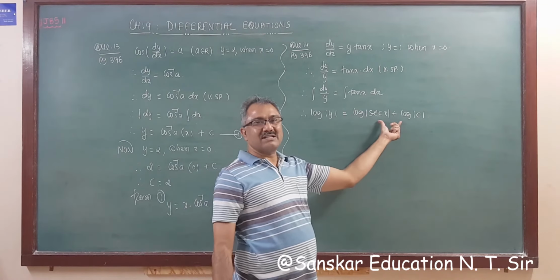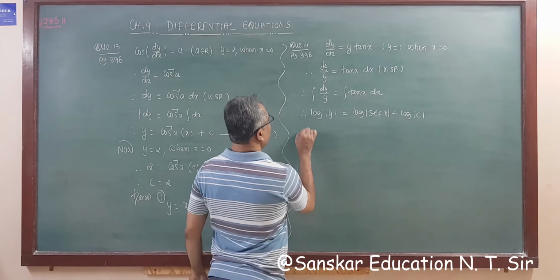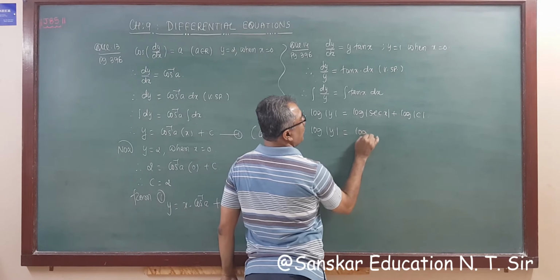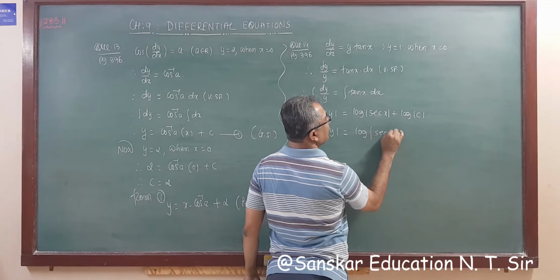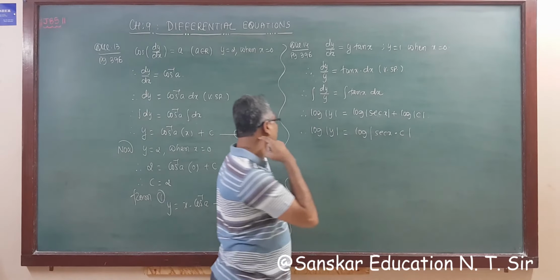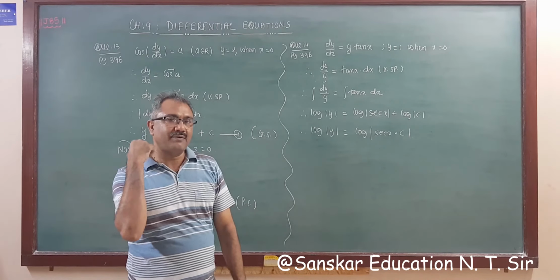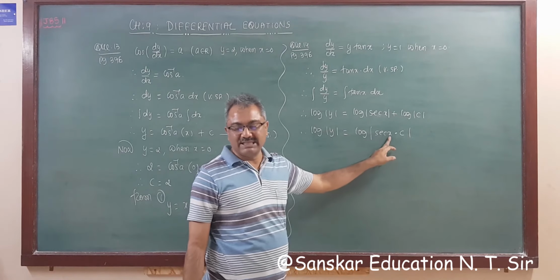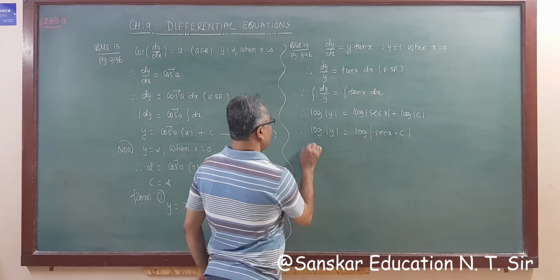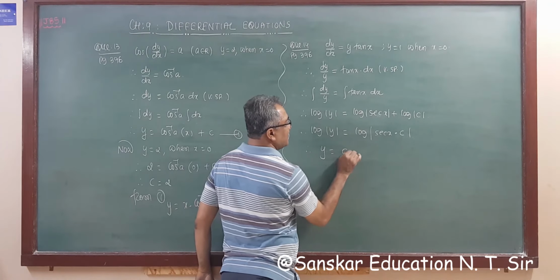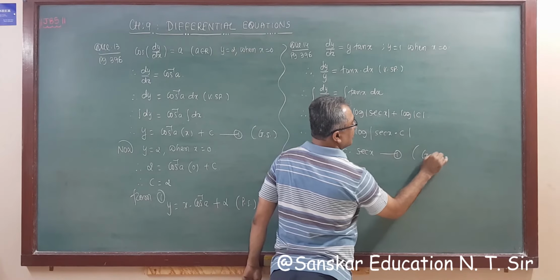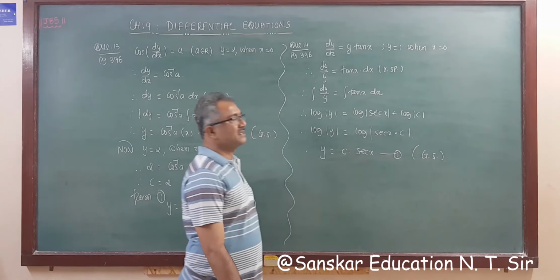Now this is log a plus log b is log a into b. So log mod y is equal to log mod sec x into c. Now this is log of one function. So removing the log function we get y is equal to c sec x, right? So y is equal to c into sec x. Number one, this is your general solution.